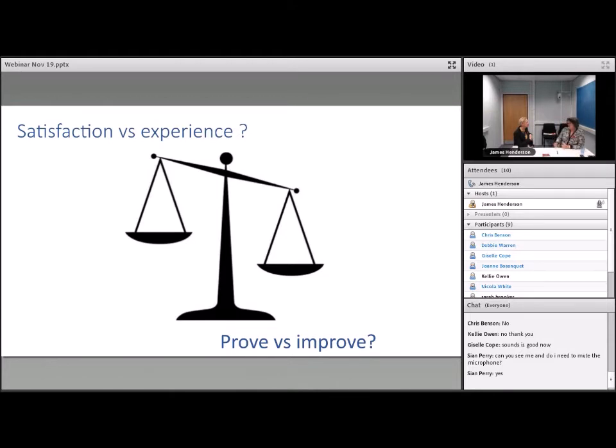So when we're talking about taking patient and staff narratives or experience, we're talking about something very different to satisfaction. We're talking about understanding their experience, and therefore by understanding their experience, where we can make improvements. Absolutely.